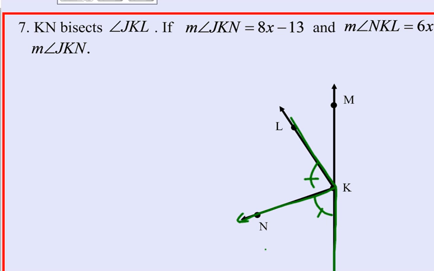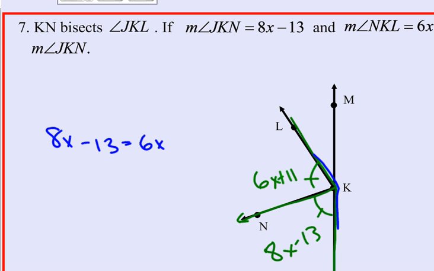JKN is 8x minus 13. I'm talking about the angle measure now. NKL is 6x plus 11. Find JKN. So find this whole big angle. Well, first thing I do is figure out what x is. So 8x minus 13 equals 6x plus 11. So a little solving.